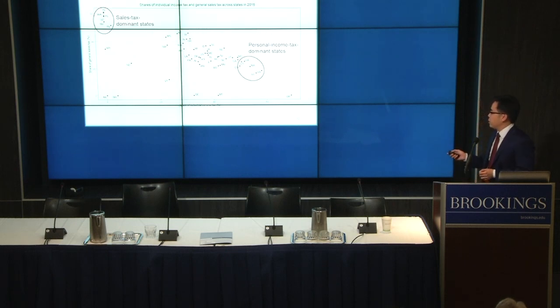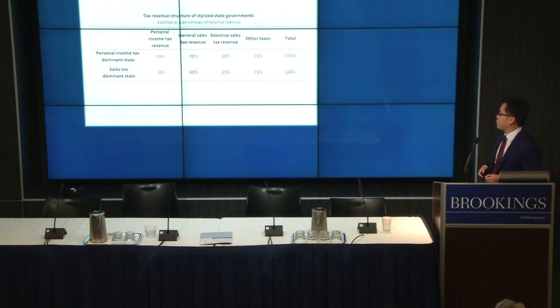So here we plot the share of the individual income tax in the total tax revenue against the share of the general sales tax. So our sales tax dominant states represent states like Texas and Florida, where there's no personal income tax. And our personal income tax states represent states like California and New York, where income tax accounts for more than half of their total tax revenue. So here we have the tax structure we use in the simulation model.